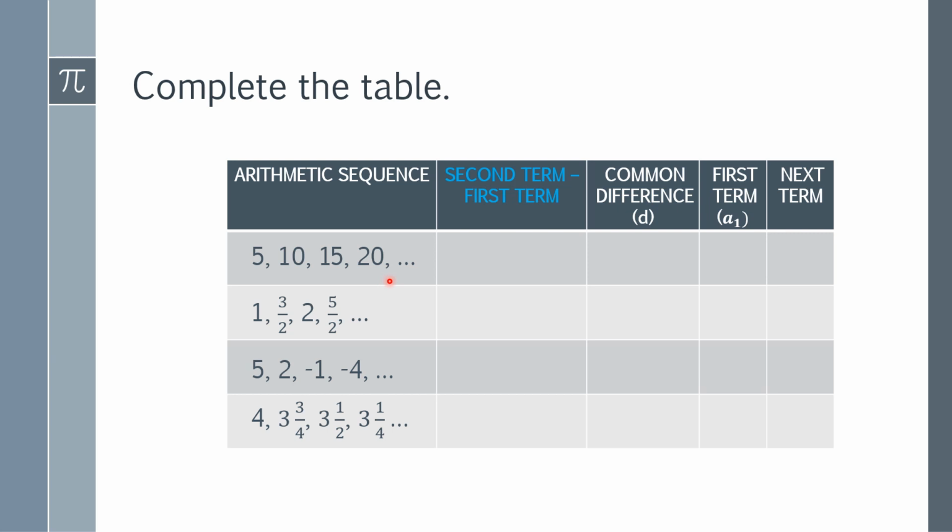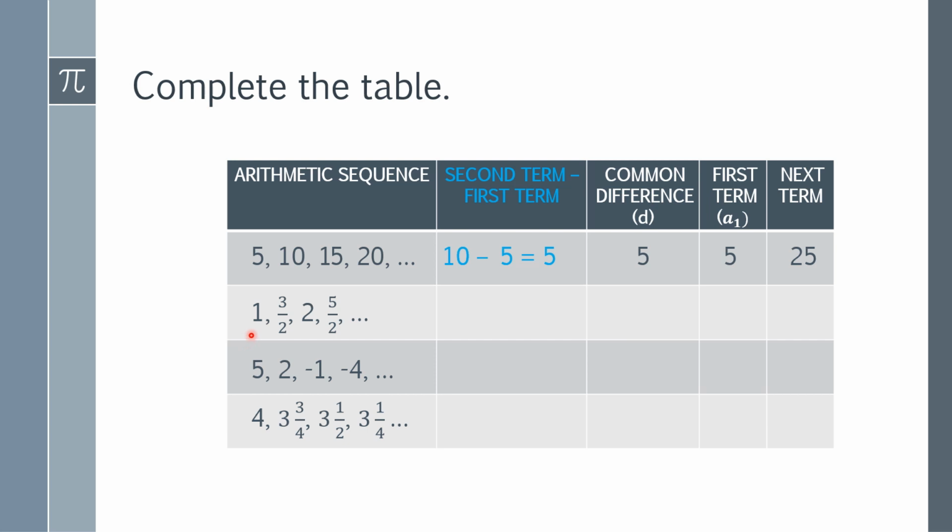To get the common difference, we need to have the second term minus the first term. So our second term is 10 minus 5 equals 5. And this 5 will be our common difference. Now, our first term is 5. And the next term after 20 is 20 plus the common difference 5, that's 25.